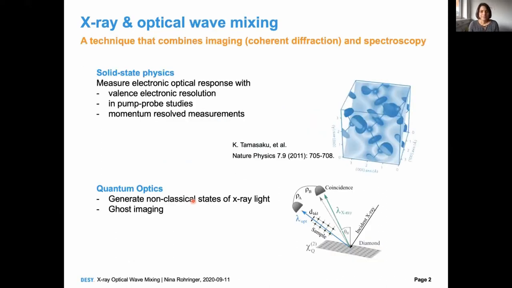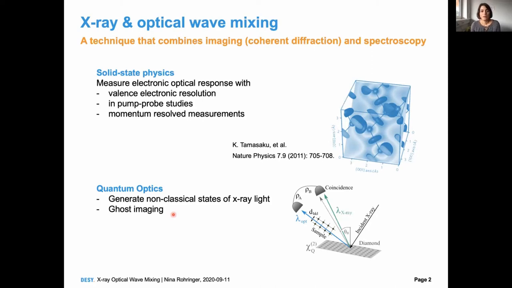So, X-ray optical wave mixing was actually theoretically suggested in 1969 as a potential probe technique for looking into optically responsive charge densities, since it combines elements of coherent diffraction, so imaging, electronic densities, and spectroscopy. Potentially it could be a quite powerful tool in solid state physics to really measure the electronically optically responsive charge density. So we actually get a kind of imaging technique for valence electrons.